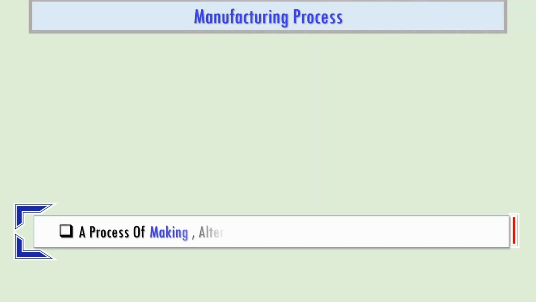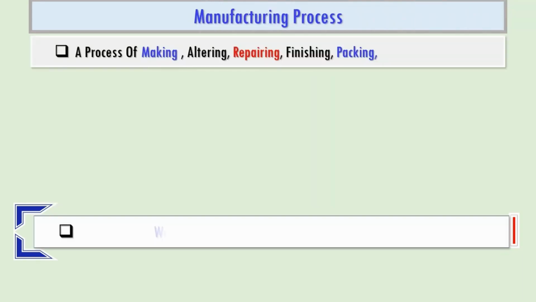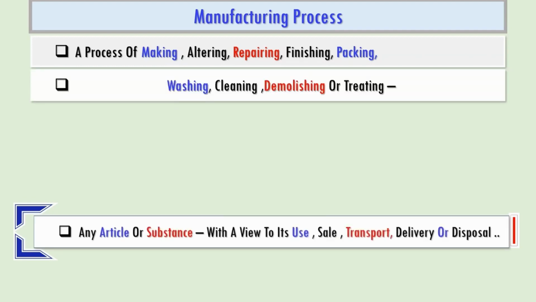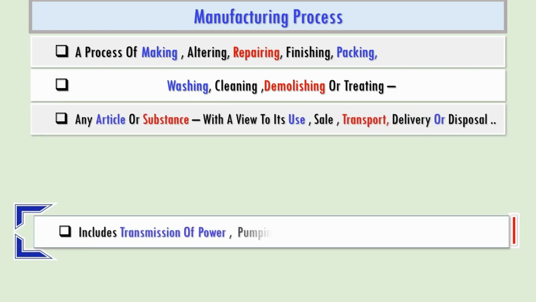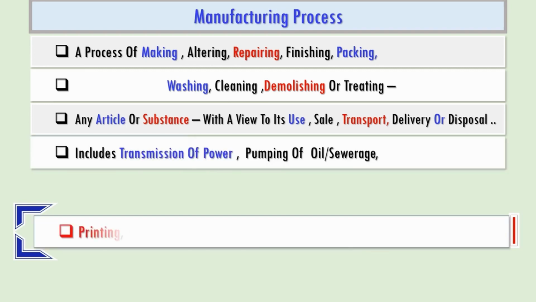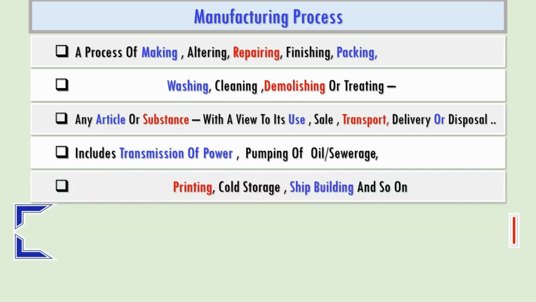A manufacturing process involves making, altering, repairing, finishing, packing or washing, cleaning, demolishing or treating any article or substance with a view to its use, sale, transport, delivery or disposal, and it includes transmission of power, pumping of oil, sewerage, printing, cold storage, shipbuilding and such other activities.